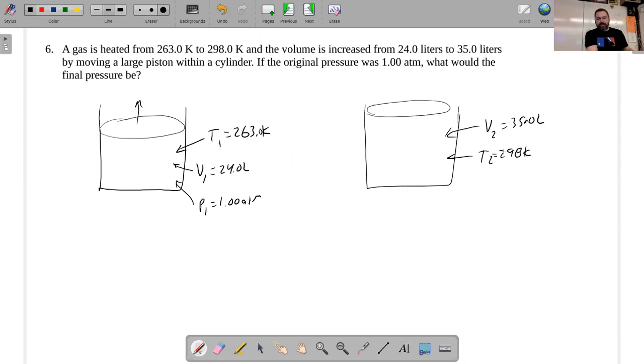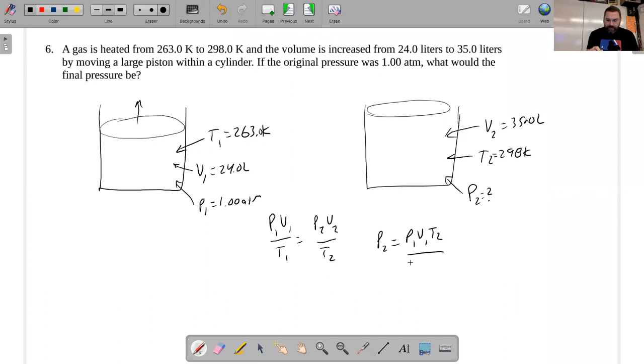So how you can get an increase in temperature and an increase in volume is by applying heat to the gas, or it could be a combustion reaction where the number of moles of gas don't change, but those don't really exist. So you're trying to figure out the final pressure. This one's pretty straightforward because the temperatures are already in Kelvin. So you have P1 V1 over T1 is equal to P2 V2 over T2. You're trying to find P2. So P2 is equal to P1 V1 T2 over V2 T1.